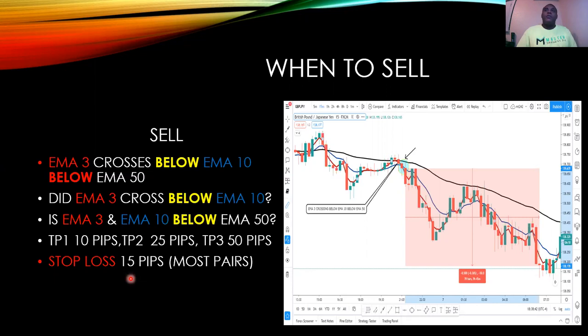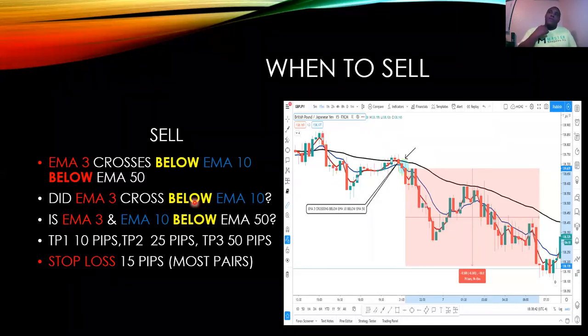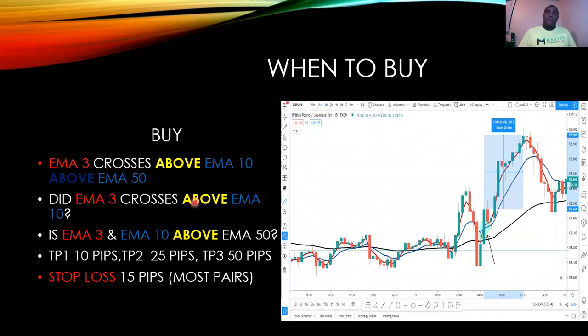So just ask yourself these two questions in the sell. Did the EMA 3 cross below EMA 10? And are both of them below EMA 50? That's the confirmation for the sell. For the buy, EMA 3 crosses above the EMA 10, and both of them are above the EMA 50.